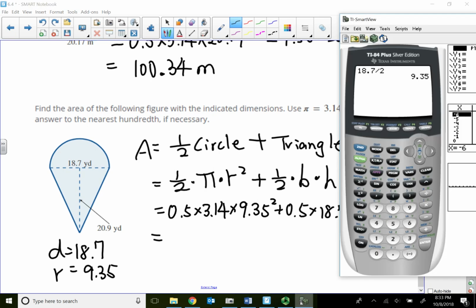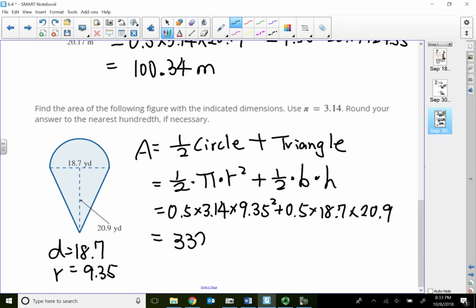All right, let's punch it in. Let's see what our area is going to be. Times by 9.35, raised to the second power, plus, make sure that's a plus, 0.5 times 18.7 times 20.9. Round to the nearest hundredth, my answer, 332.67. All right, this time it is area, so that will be square yards.